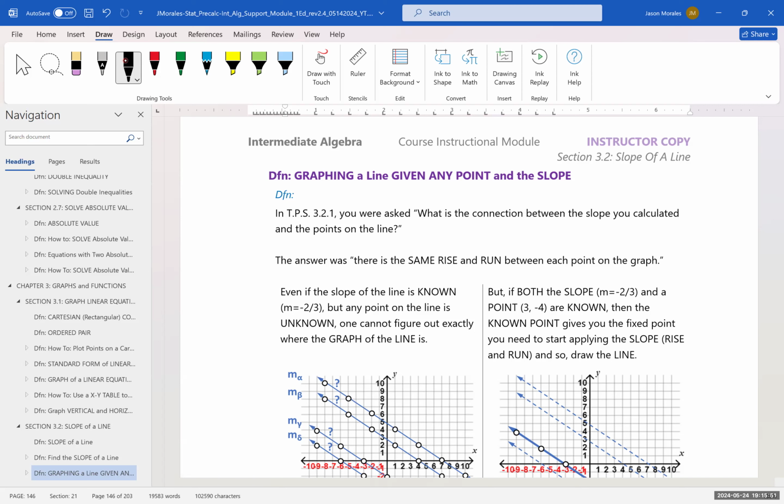So in the previous think, pair, share, you were asked, what is the connection between the slope you calculated and the points on the line? And the answer was, there is the same rise and run between each point on the graph.